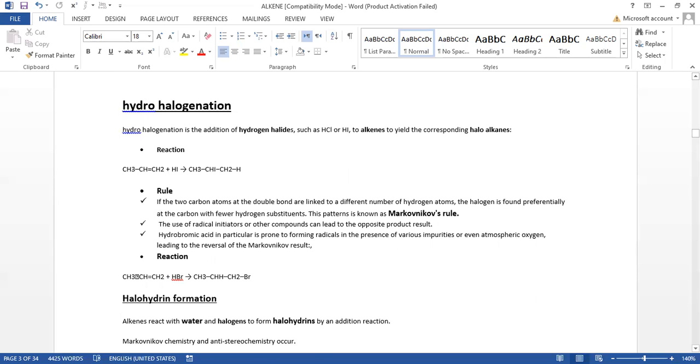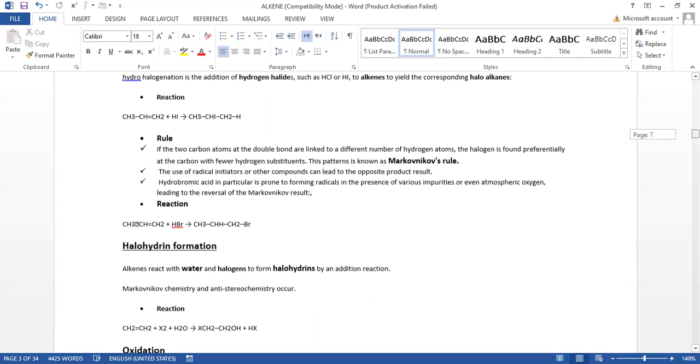And this is basically done through a rule which is known as Markovnikov's rule. If the carbon atoms at the double bond are linked to a different number of hydrogen atoms, the halogen is found preferentially at that carbon which has hydrogen in lesser number. And this is called Markovnikov's rule.